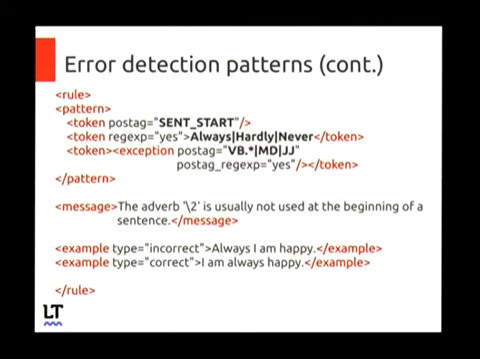So this rule has a first token, sentence start, which just means match only at the start of the sentence. And then it has a regular expression again, always, hardly, or never. And then it has a token with an exception, which means that it will match all tokens except those. And those are VB, MD, and JJ. VB means verb, any kind of verb. MD means modal, and JJ means adjective. Now, if that sounds confusing to you, we didn't make these up. These tag names are actually standard in computational linguistics. It's called the Penn Treebank tag set, and that's what we use here.